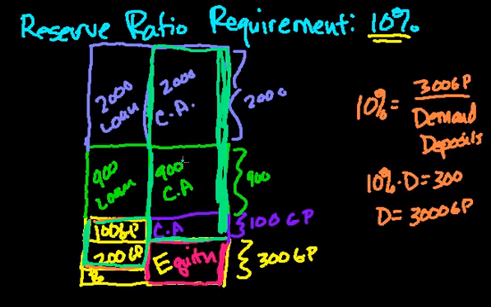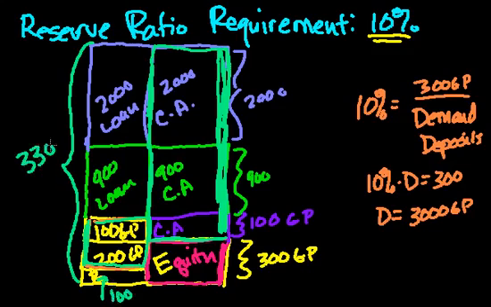Now, a separate question is, am I solvent? Solvent means, am I good for the money? And solvent is just an issue of, are your assets larger than your liabilities? So right now, in this world, my assets are what? I have this 3,000 plus my initial equity. This was 300 down here. So my assets are 3,300.